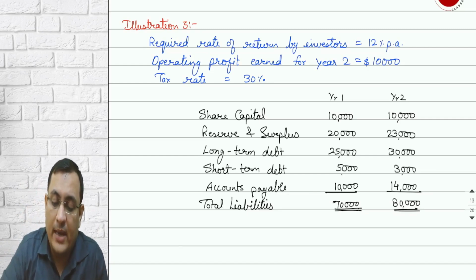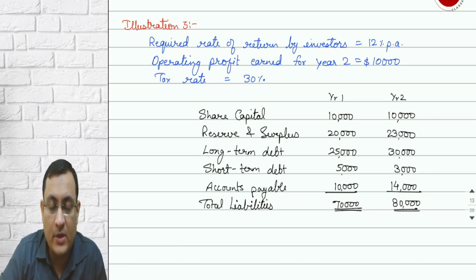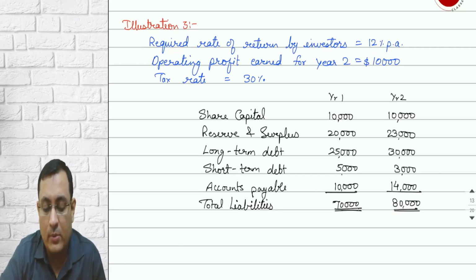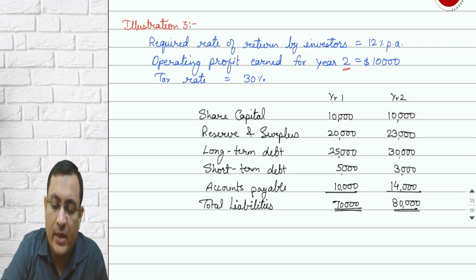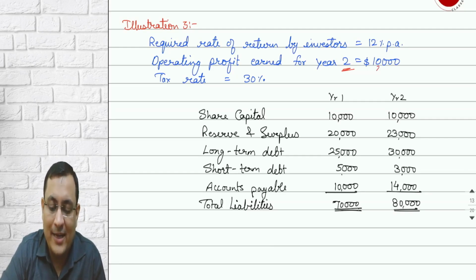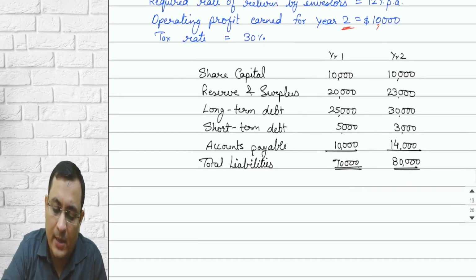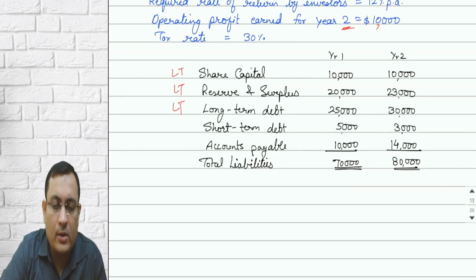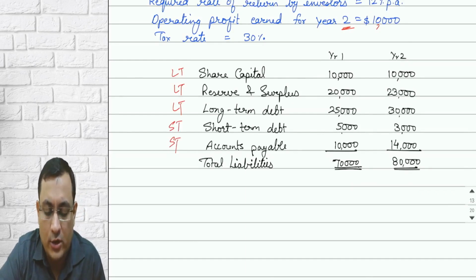Required rate of return by the investor is, let's say, 12%. They want a 12% return from the overall business. Operating profit for year 2 is $10,000. Tax rate is 30%. We have share capital, a long-term source. We have reserves and surplus, and long-term debt, also long-term sources. Short-term and accounts payable are short-term.